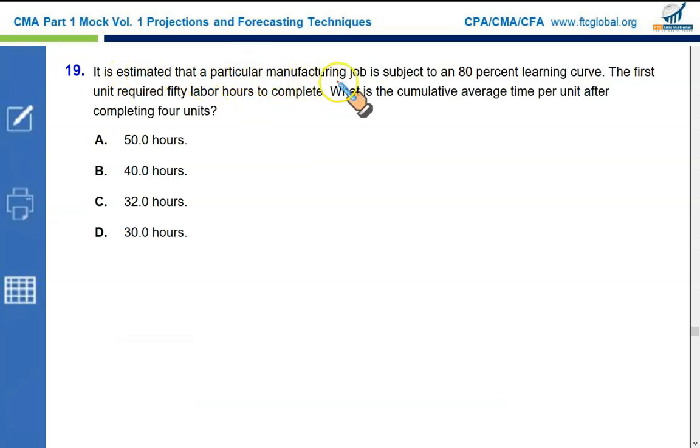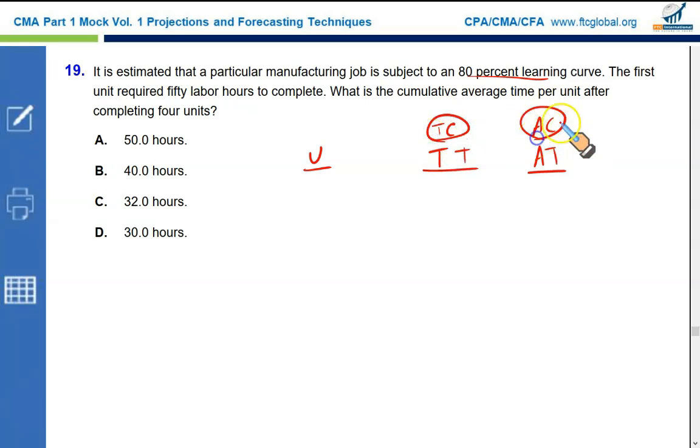It is estimated that a particular manufacturing job is subject to an 80% learning curve. The first unit required 50 labor hours. I told you, you need to draw 3 columns: units, total time, average time. Sometimes you may have a total cost or the average labor cost. This will help you find any intermediate number that you may need in the exam. So when you produce the first unit, it took 50 labor hours. Average is 50 by 1. When you double the output, your total time should double to 100. But since we are on an 80% learning curve, the total time will be 80% of 100, that's 80 labor hours.